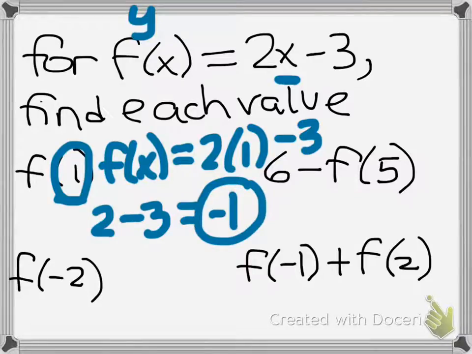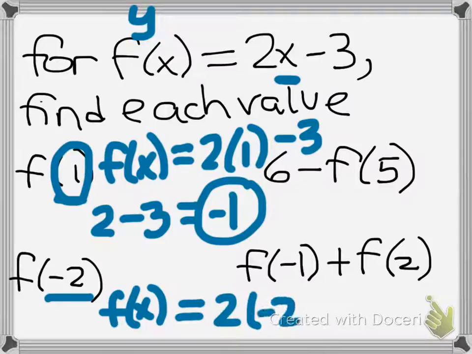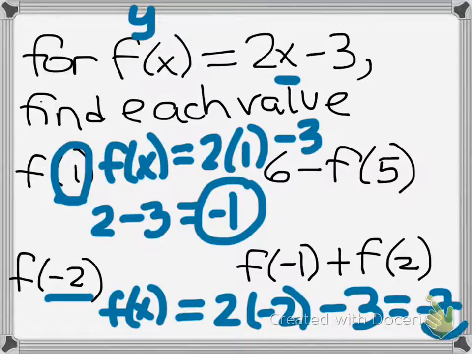Now if I have to do the same thing for the next problem, we have negative 2. We're going to use the same equation. We're going to take the negative 2 and plug it into x. So we have f of x. Remember, that's not an actual x. It represents y, so we don't plug it in there. We plug it into the x here and solve. So now we have 2 times negative 2 is negative 4. Negative 4 minus 3 would give me negative 7. So my answer is negative 7.